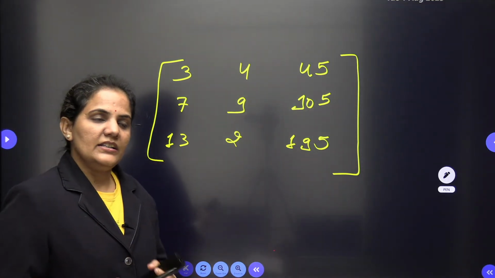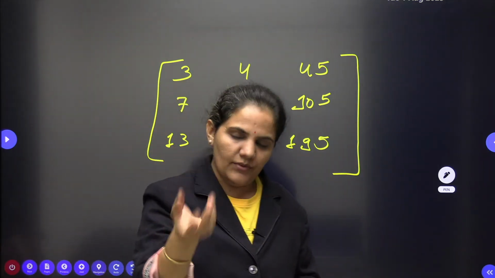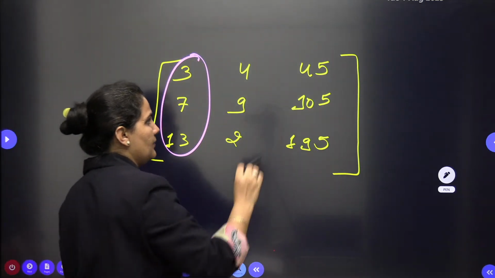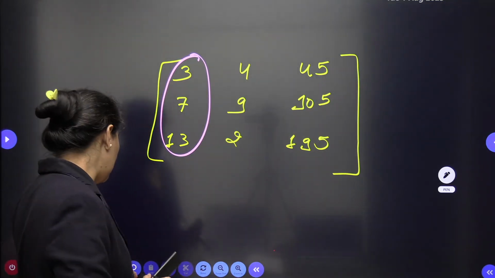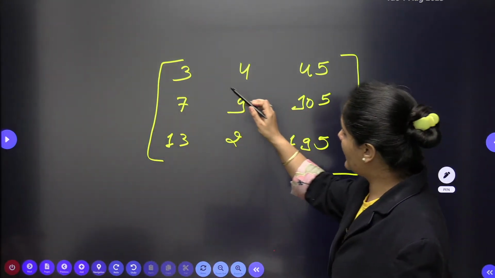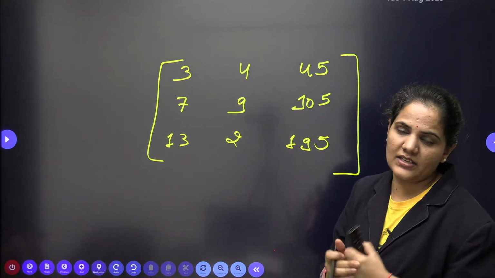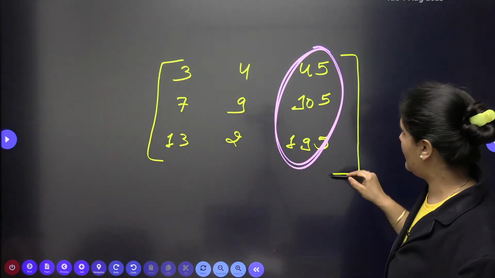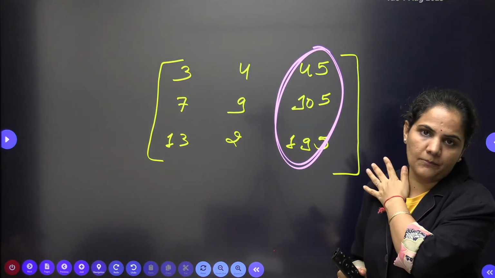Now what we can see here, just remember the properties of matrix we learned, we will use them later. Right now look at the first column, second column, third column. Can I get something from here? Right now I don't have any hint what to do. When I look at the numbers 3, 4, 45, 7, 9, 105, 13, 2, 195, nothing is clicking in my mind. But when I look at them again and again, every number in the third column is ending with 5.